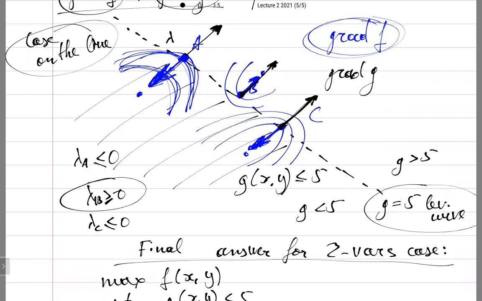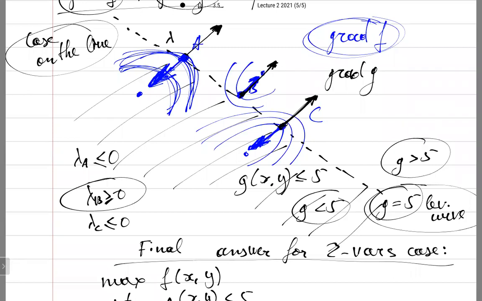This is a line where g is equal to 5. That region is the forbidden region. I cannot go there. There, g is greater than 5. This is the allowed possible region, where g is less than 5. And so in which direction should the black gradient point? It should be orthogonal to the line and pointing in the direction in which the function grows. Okay, so all black gradients go in the upper right direction.